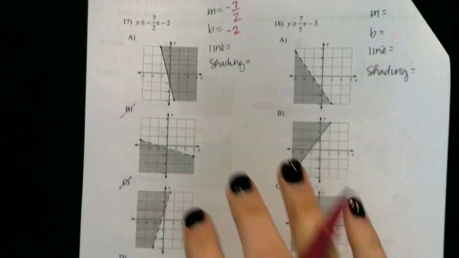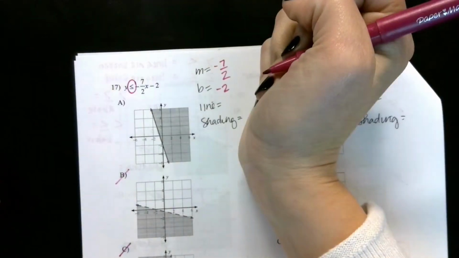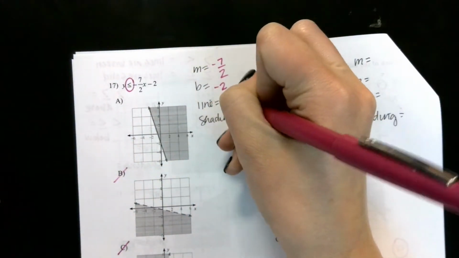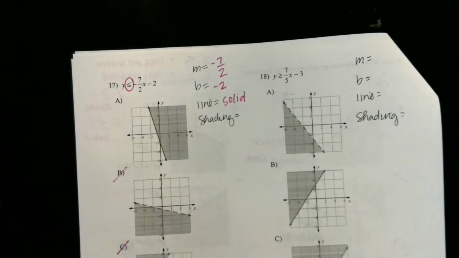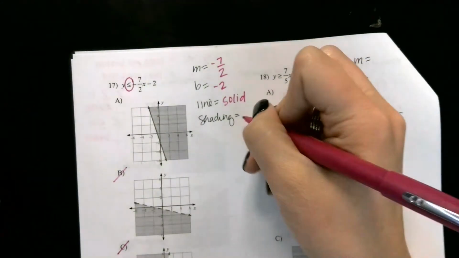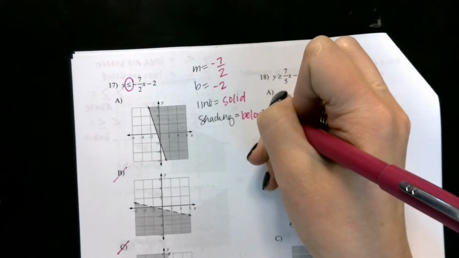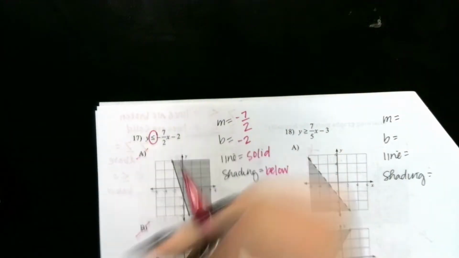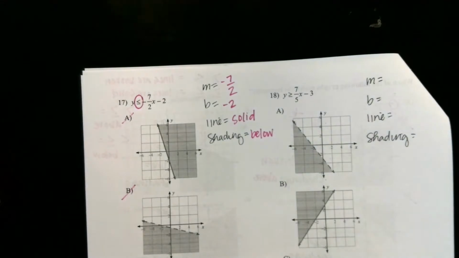Now, looking at our sign, this is less than or equal to, which means our line is solid. The equal to sign means that the line needs to be solid. And it's less than, so the shading needs to be below the line. All of the solutions will be below our line since that means less than. So between A and D, which of our answer choices has the shading below? D. So that's our answer. Line A, the shading was what, Isaiah? Above. Excellent.